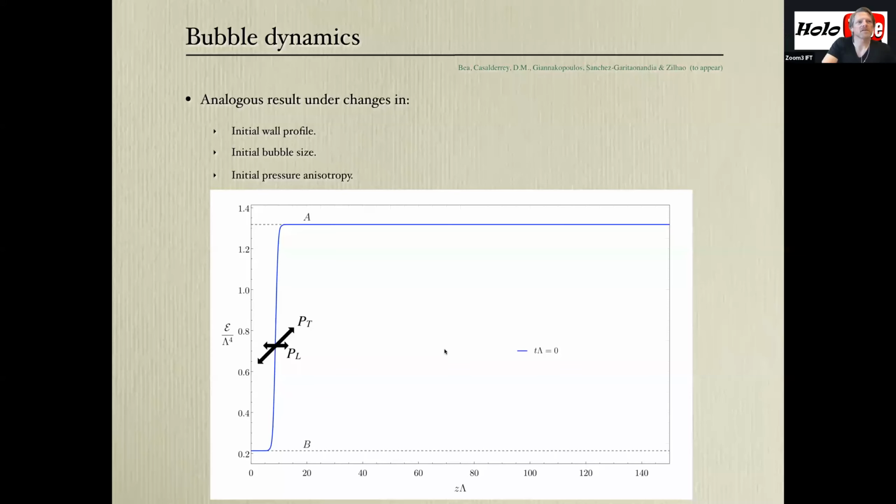Maybe I missed this. So when you have an anisotropic plasma, you already have two different speeds of sound in the longitudinal versus the transverse direction. How do these relate to the speeds that you have in these different phases?